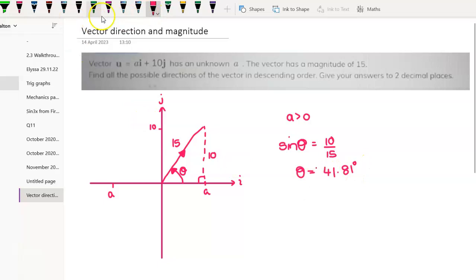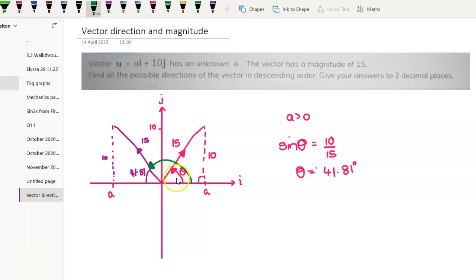Now, looking at when a is negative, so if a is less than 0, the direction of our vector is going to be like this over here, which I think is what you did before. Okay, so again, that's going to be 10, that's still 15, and this angle here is 41.81. But we want to measure anti-clockwise from the positive x-axis. So we want that angle there.